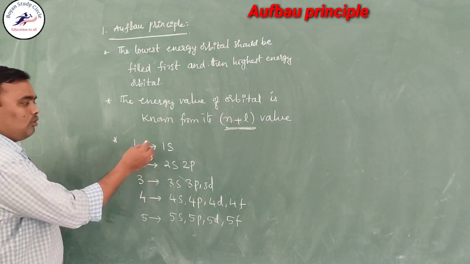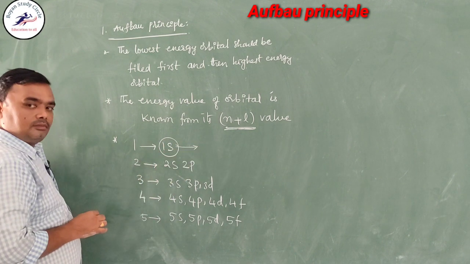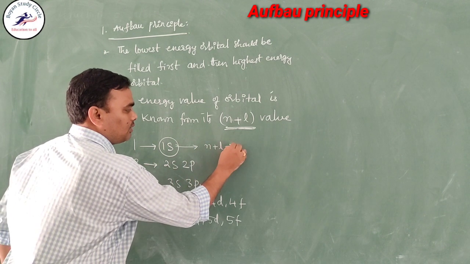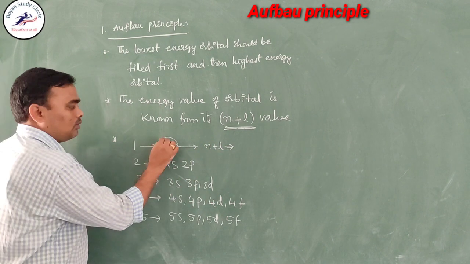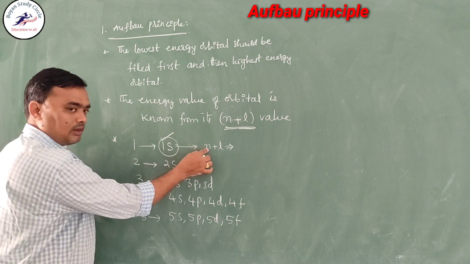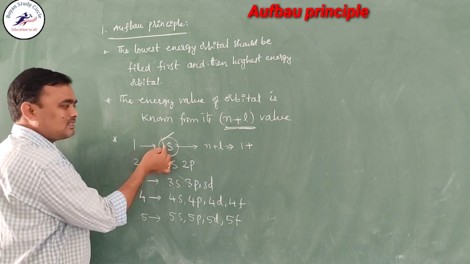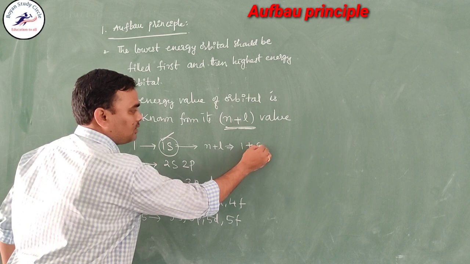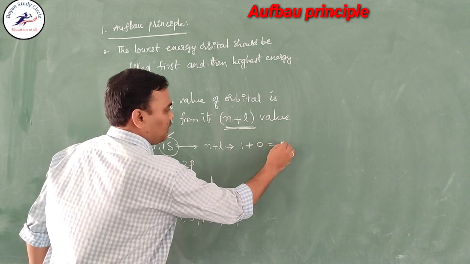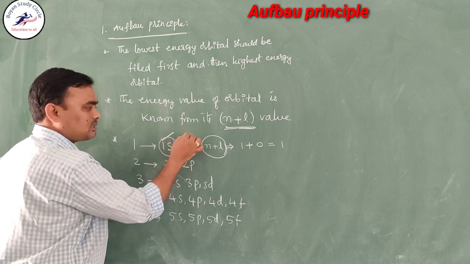So, if we want to know the energy value of 1s orbital, you have to find out the n plus L value of this. Now, here in 1s, what 1 shows, that is the principal quantum number. So, n value here is 1, and for s subshell, what is the L value? Already we discussed yesterday, that is 0. So, that means the total value is 1. So, what is the n plus L value for 1s orbital?